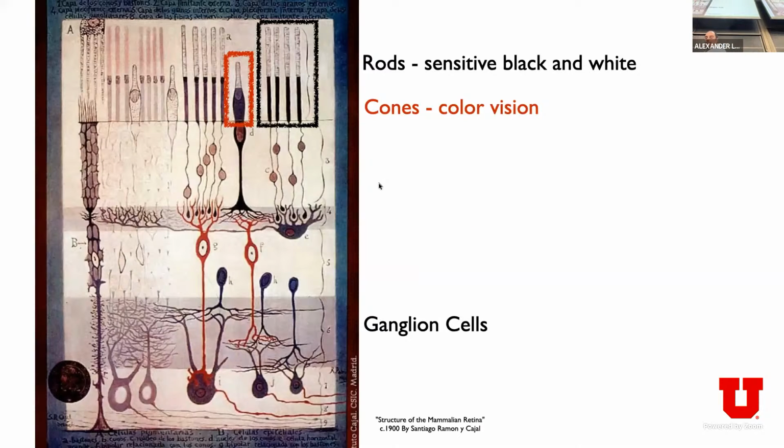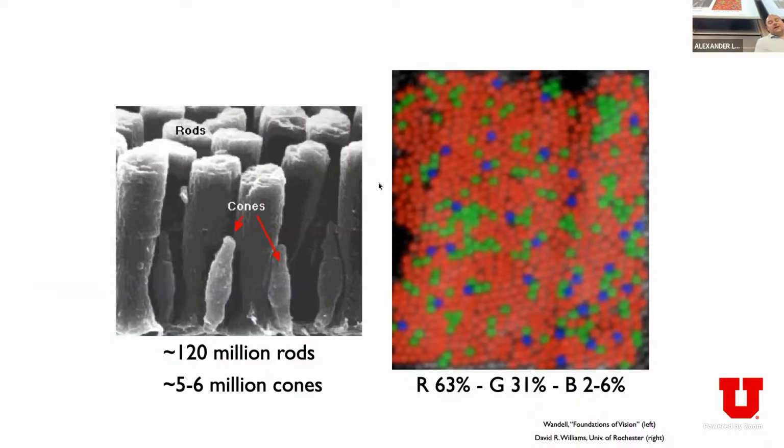And here's a diagram of these cones and rods, the rods being sensitive to black and white, the cones again for color vision, and they're then connected to the ganglion cells. And here are some electron microscopy images of those. And so you can see that the cones are much smaller.